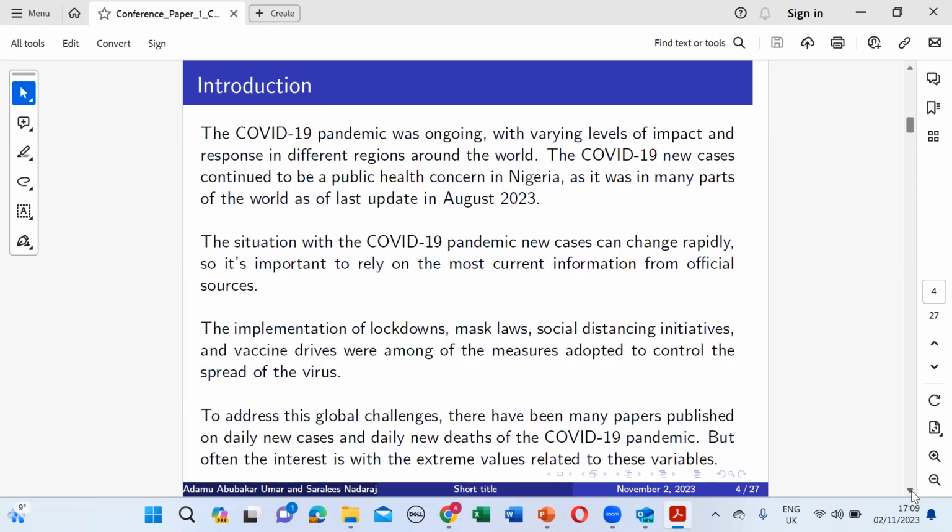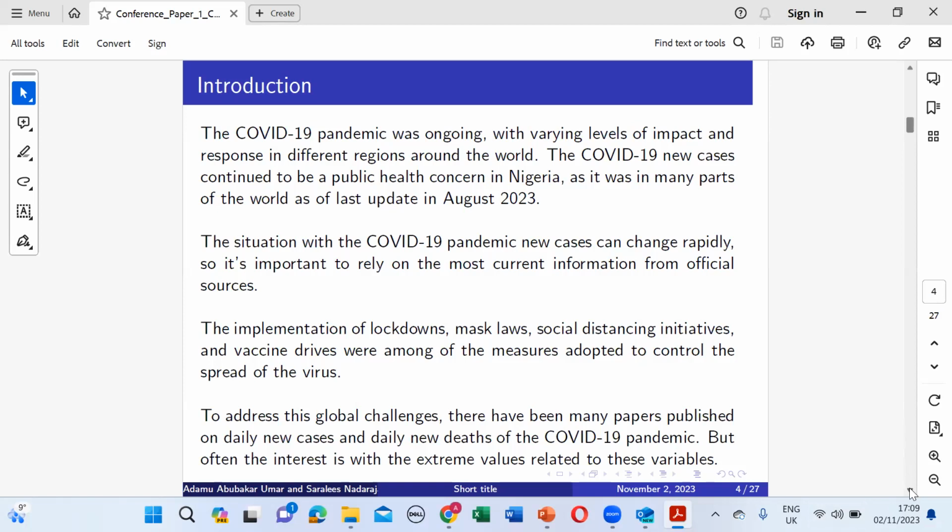So we have a brief introduction on COVID-19 itself. As you know, the COVID-19 pandemic was still ongoing, with varying levels of impact and response in different regions around the world. COVID-19 continued to be a public health concern in Nigeria, as it was in many parts of the world. The lockdown, mask laws, social distancing initiatives, and vaccine drives were among the measures adopted during the spread in order to control COVID-19.